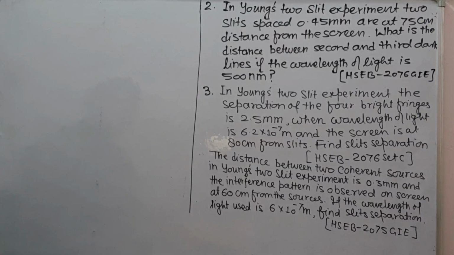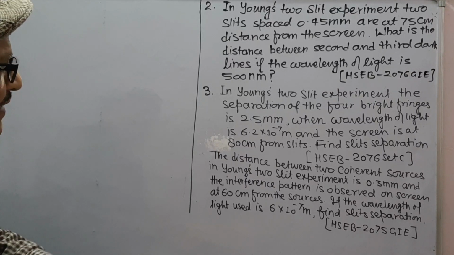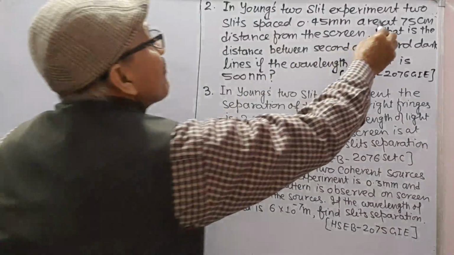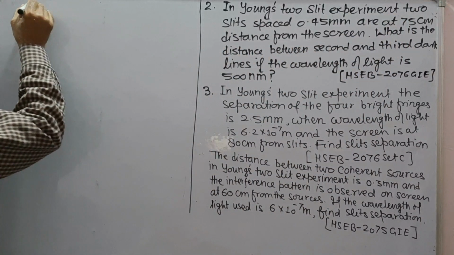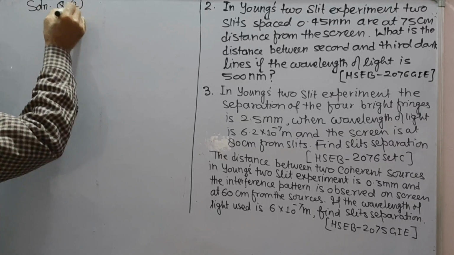Question number 2. In Young's two-slit experiment, two slits spaced 0.45 millimeter are at 75 cm distance from the screen. What is the distance between second and third dark lines if the wavelength of light is 500 nm? Solution to question 2.